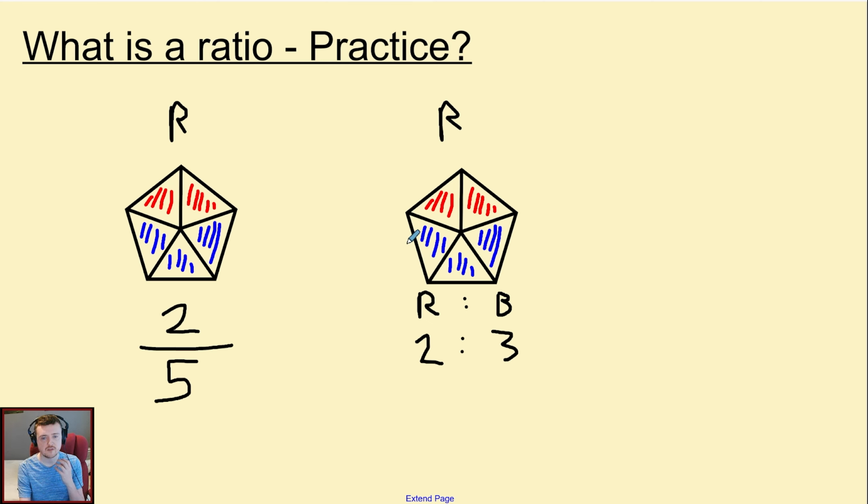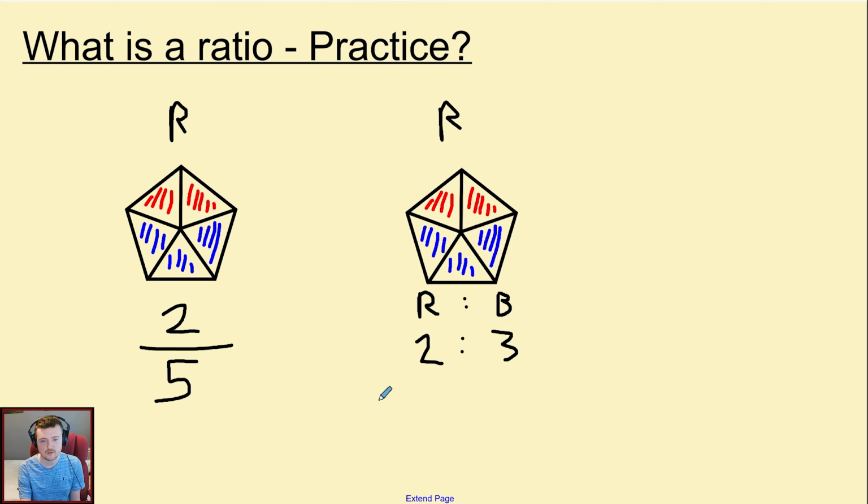Okay. And so very good job if you manage to get 2 to 3 and 2 to 5 or 2 out of 5. Make sure that you know the difference between a fraction and a ratio. We are still talking about equal sized pieces, but the share of the pieces won't be the same. So, you know, I might have 2 here and 3 here.